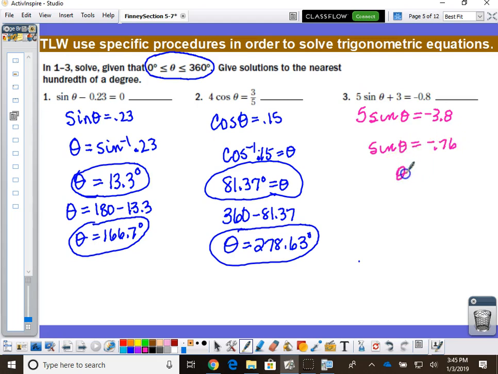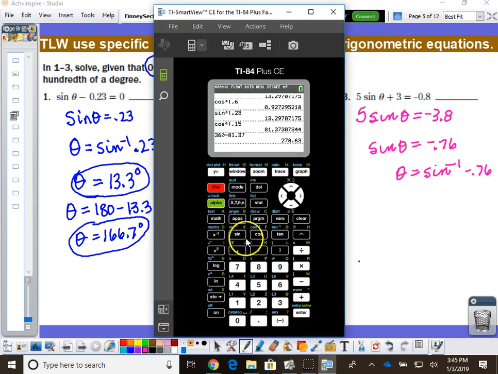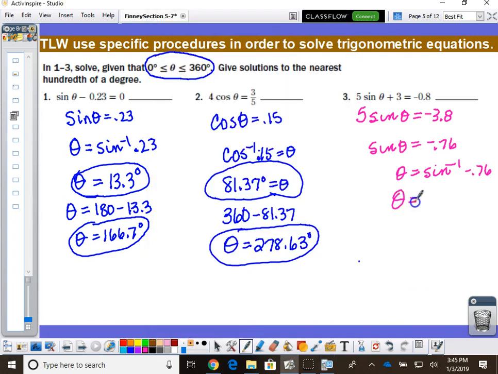Uh-oh. You're probably asking yourself why I said uh-oh. You'll see. When I type this in my calculator, sine's negative. When the sine is negative, the inverse sine function gives a range of negative 90 to 90. So when I type in negative 0.76, my answer is going to be negative. And I got negative 49.46. So that tells me what theta is. But that's less than 0. I want my answer to be between 0 and 360.